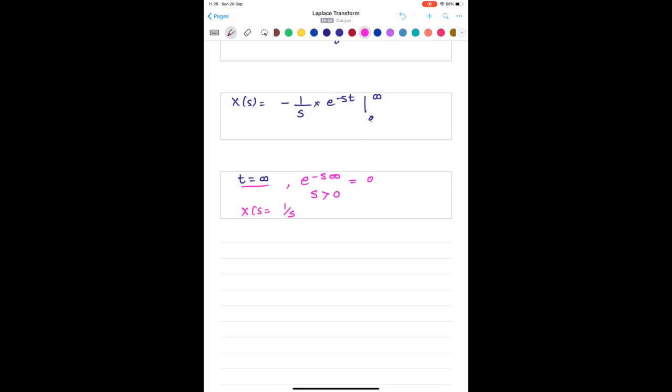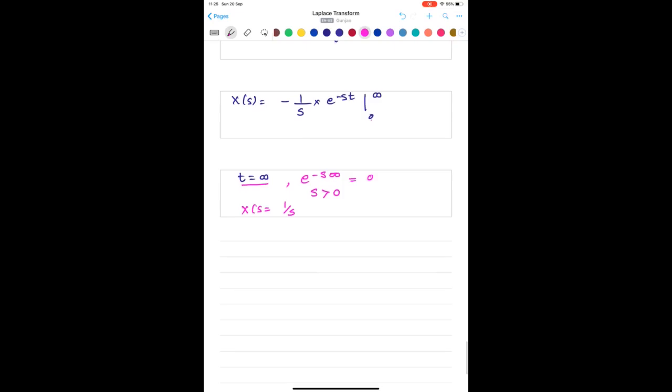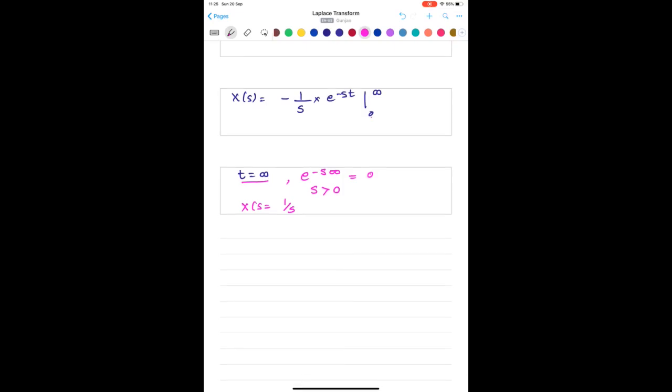When you put the lower limit, it will be e raised to the power 0, and there will be a minus before you insert the lower limit, so it will be positive, and the condition is s greater than 0. So in this way you will find the Laplace transform of the unit step signal.